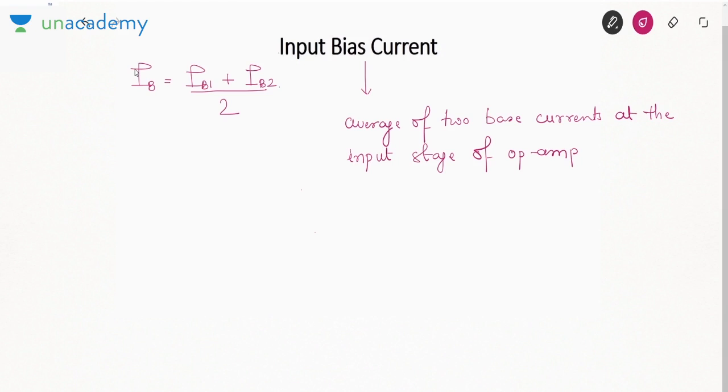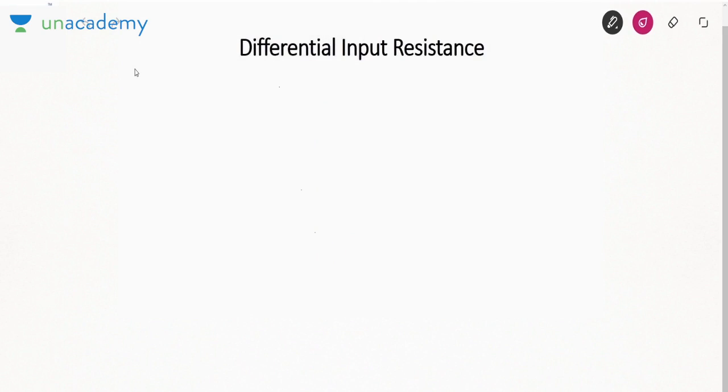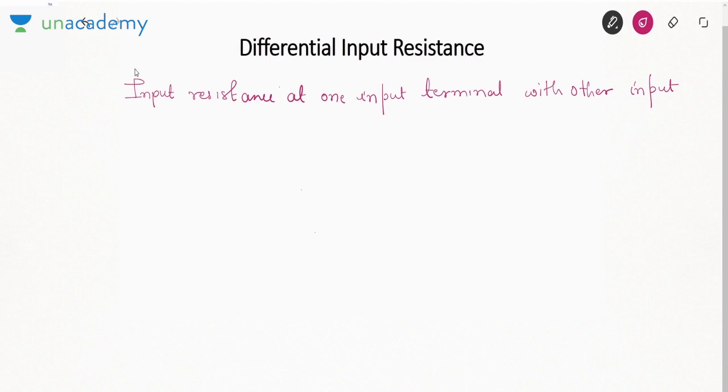Okay, moving on. Differential input resistance. It is basically the input resistance at one input terminal with the other input terminal grounded.